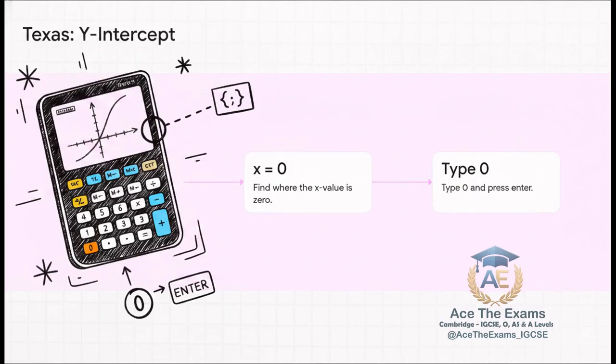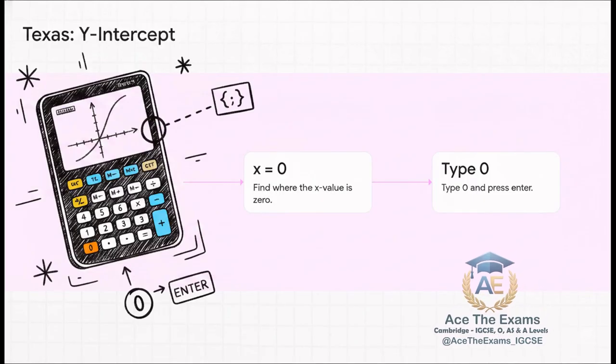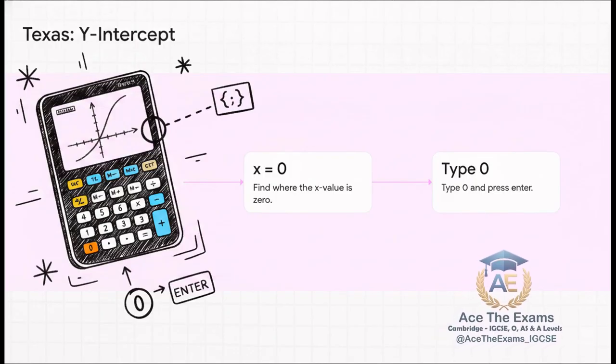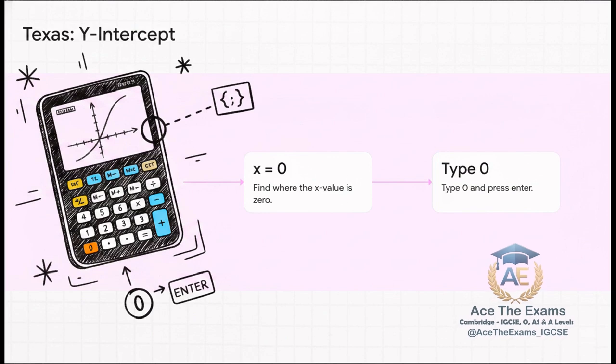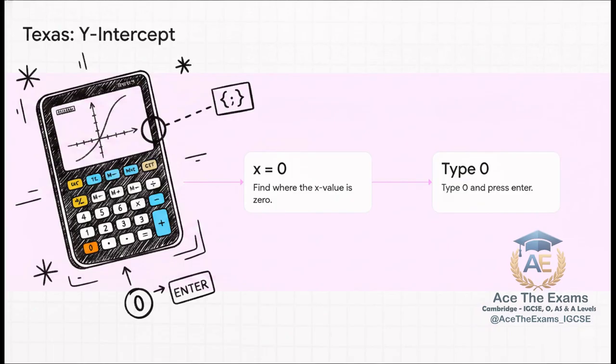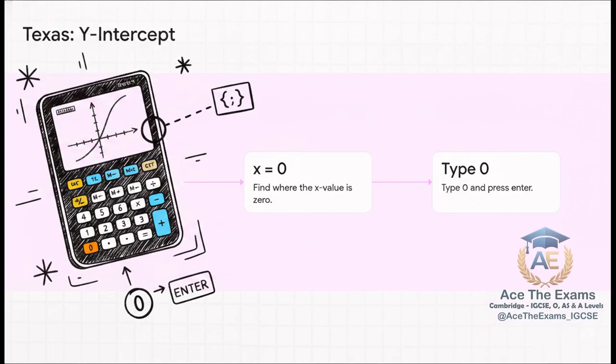For example, on a Texas Instruments model, you just pop back into that Calc menu. You find the tool that lets you evaluate the function for a specific x value, literally type the number 0, and hit enter. The calculator instantly drops a pin right on the y-axis and hands you the exact coordinate. It takes maybe 2 seconds.